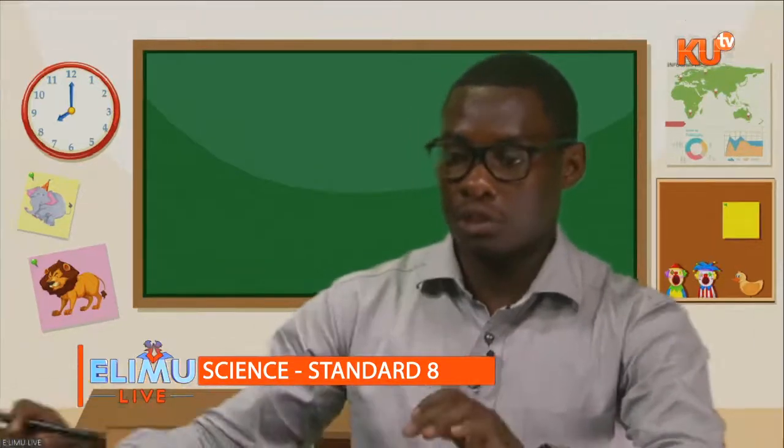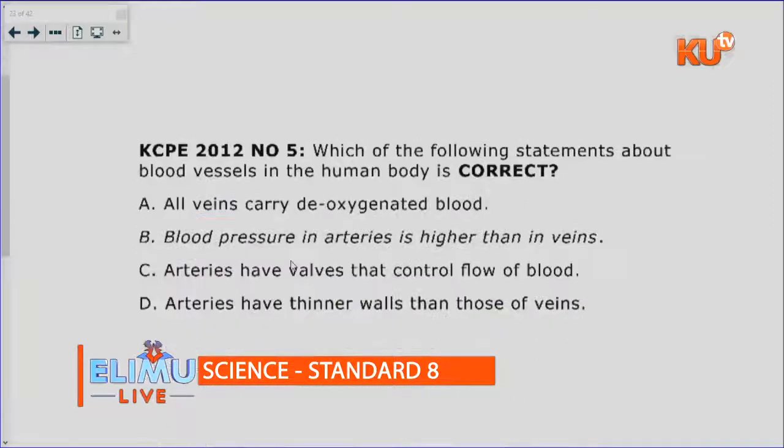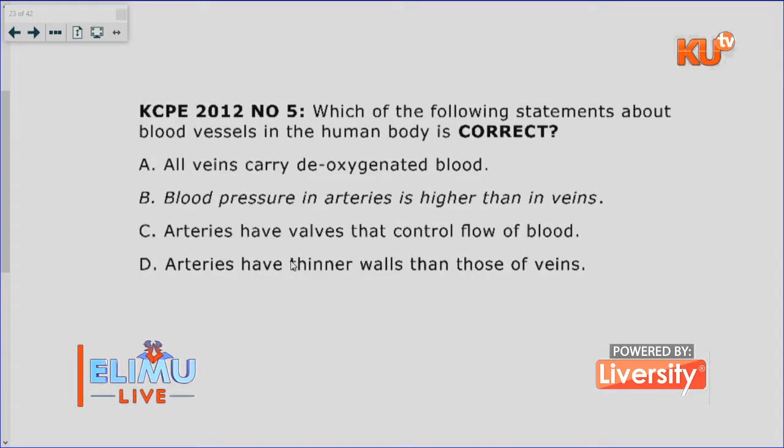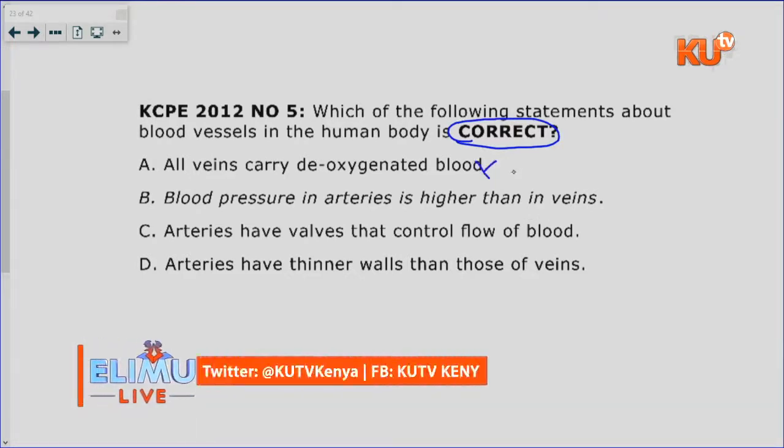A KCP question was set in that area. I want us to look at it a little fast because I want to complete. KCP 2012 number 5. Which of the following statements is true about blood vessels in the human body? I told you to be underlining the keywords. All veins carry deoxygenated blood. That is wrong. We said all veins carry deoxygenated blood apart from pulmonary vein. So they did not complete.